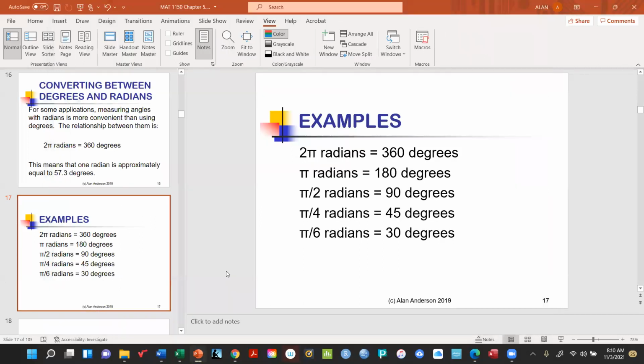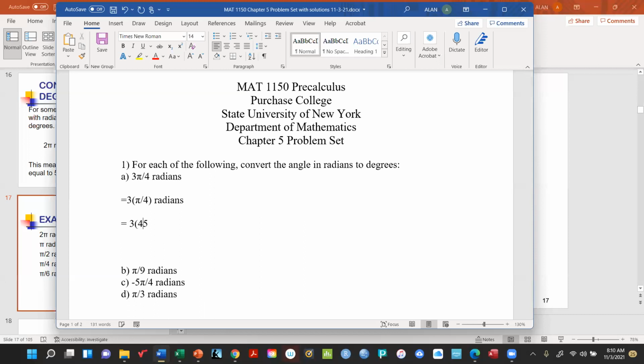Okay, so pi over 4 is 45 degrees. So that's 135 degrees. Now, there's another way of doing this, which might be a little bit quicker and doesn't really depend on there being a chart. Another option you have is to do this.